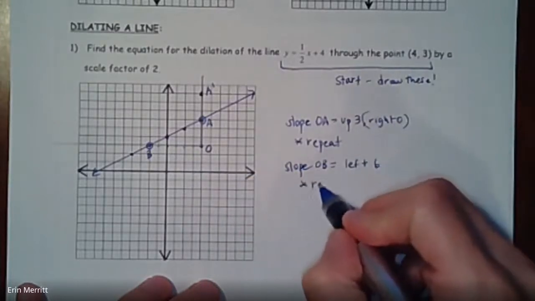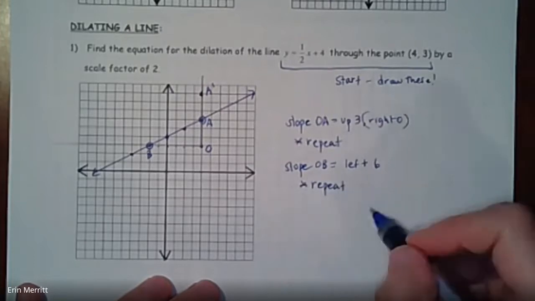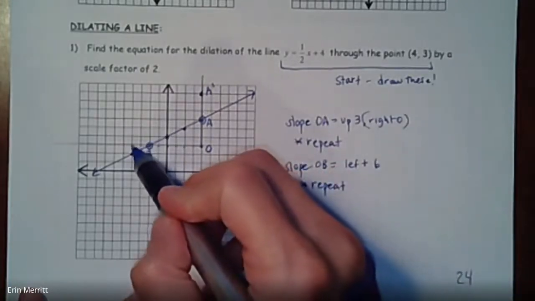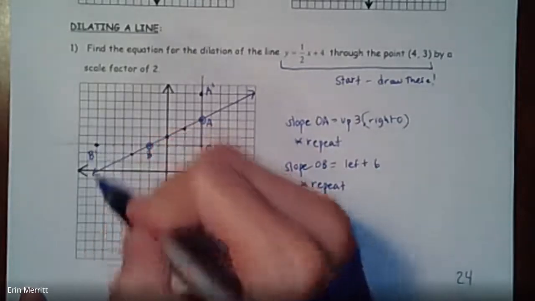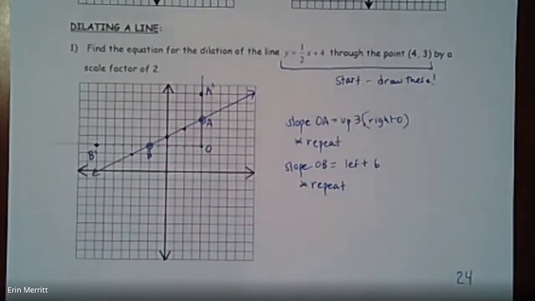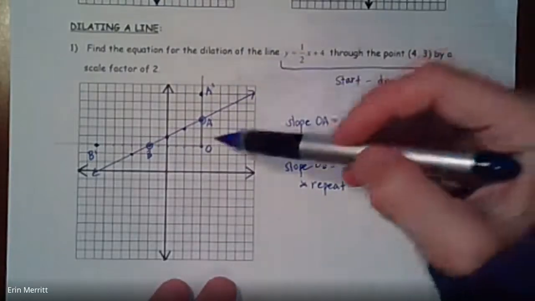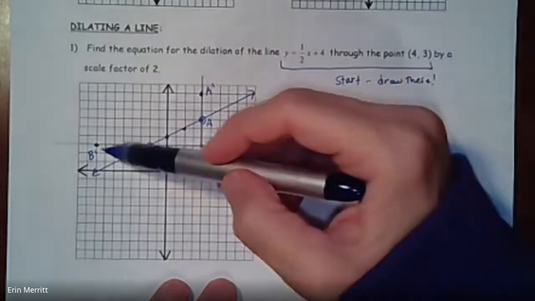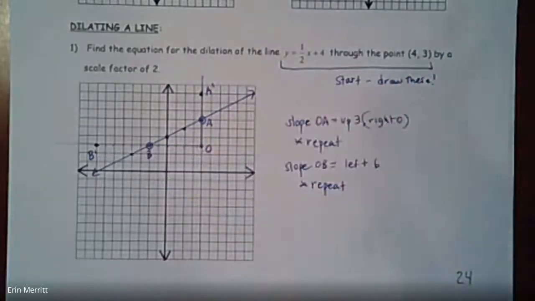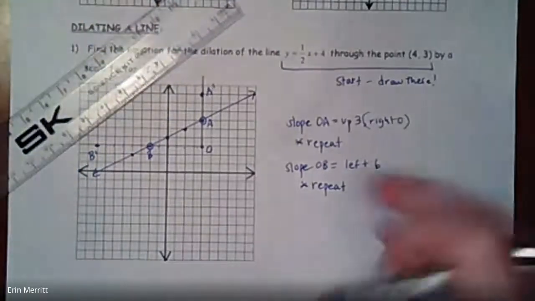And now, same thing. Let's repeat that. So I'm going to go left 1, 2, 3, 4, 5, 6 again. And I only do that once because I just want the distance to double. So if the distance was 3, it's now 6. This one, the distance was 6, it's now 12. So that's how the dilation has a scale factor of 2 there.